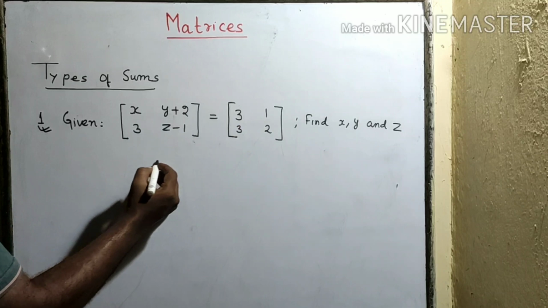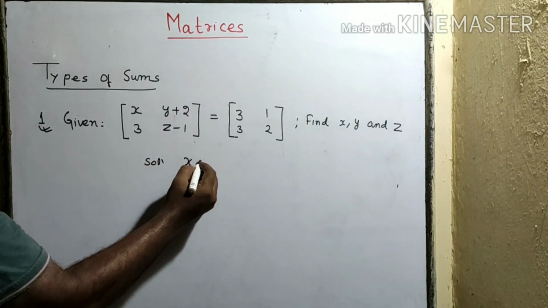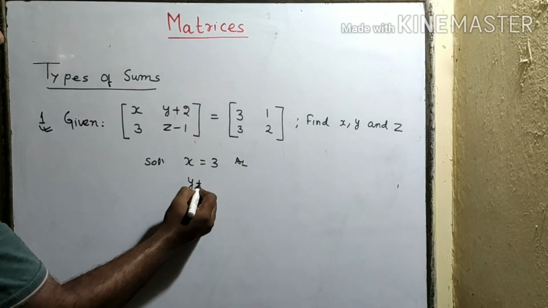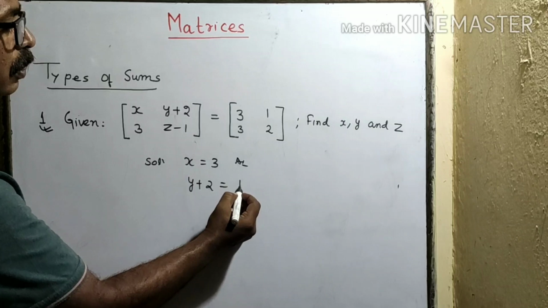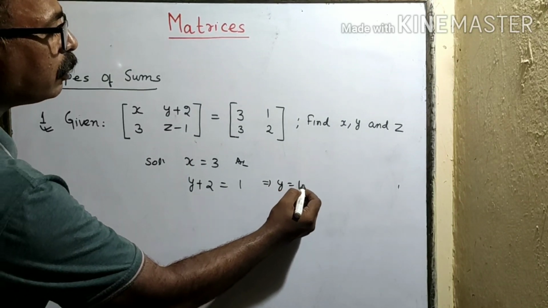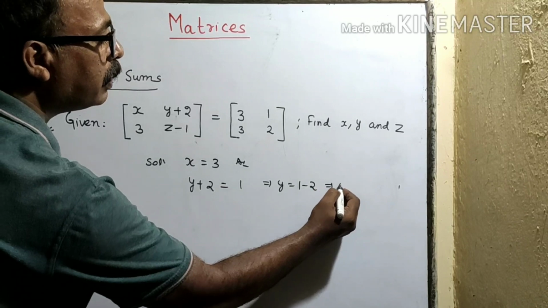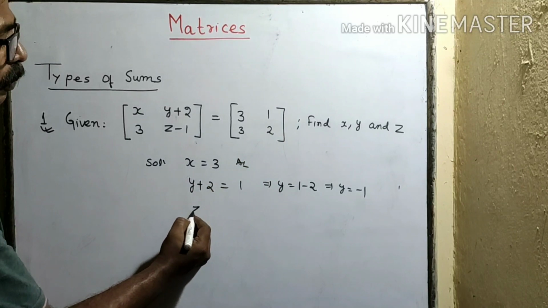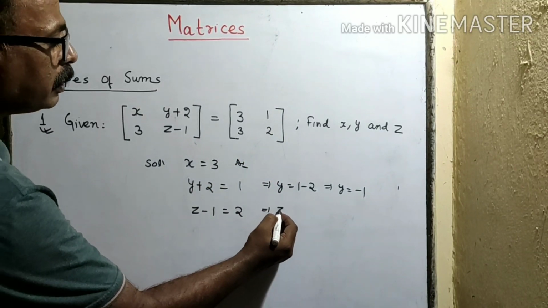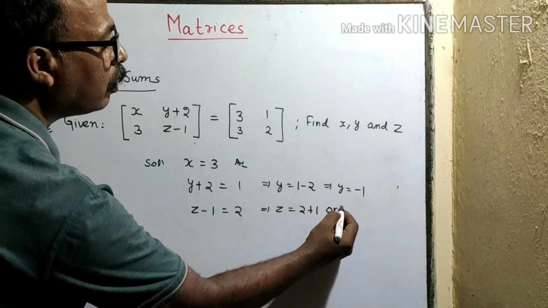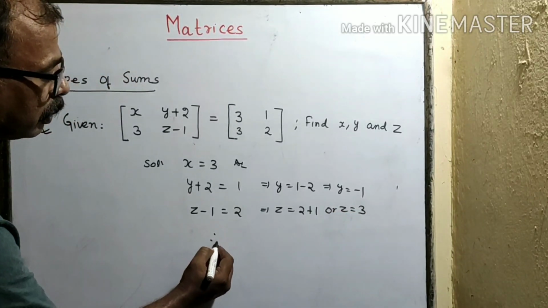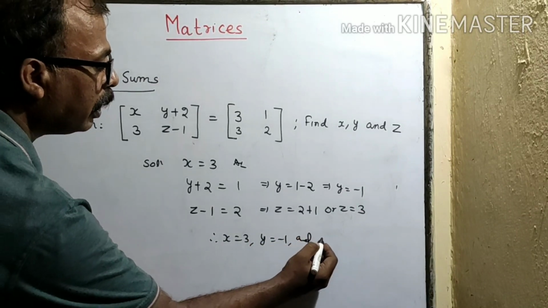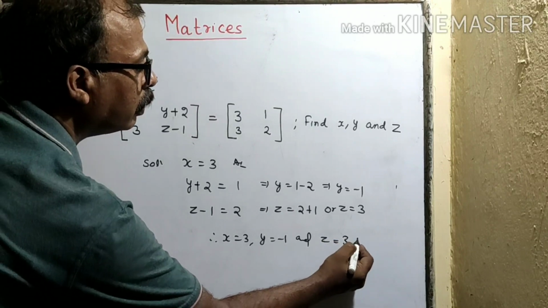So x is equal to 3. Your answer has come. y plus 2 will be equal to 1. It will give you y is equal to 1 minus 2. It implies that y will come out as minus 1. And z minus 1 is equal to 2. It implies that z is equal to 2 plus 1, or z will come out as 3. Hence your answer will be x is equal to 3, y is equal to minus 1, and z is equal to 3.